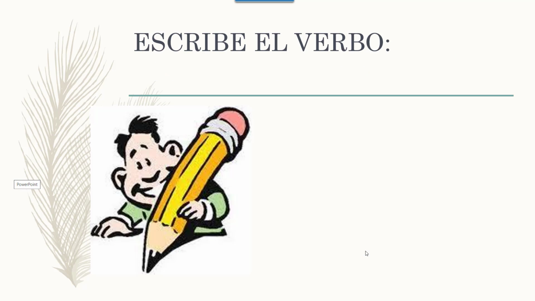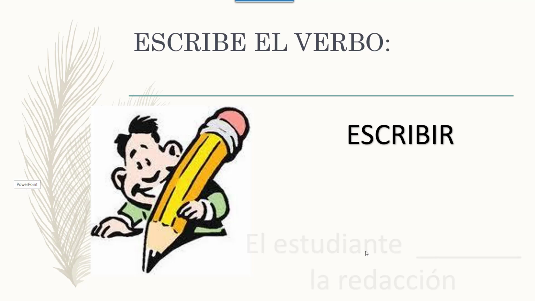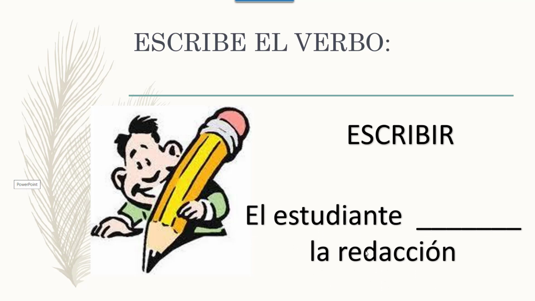What is this? To write. How do we say to write in Spanish? Escribir. And now the IR endings. If we're saying el estudiante, he writes the essay, la redacción. How do we say that? If it's a he or a she, it's going to be escribe. Él escribe, or el estudiante escribe. The student writes the essay.